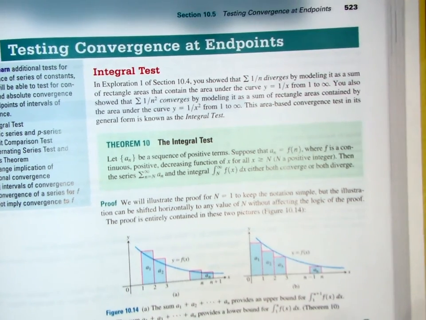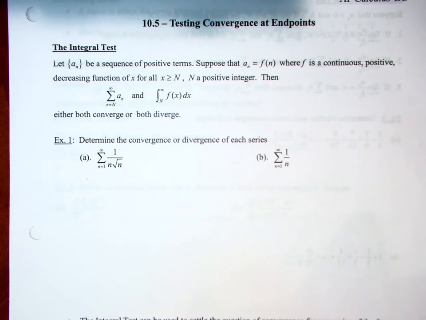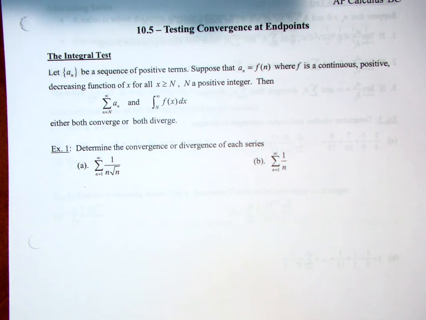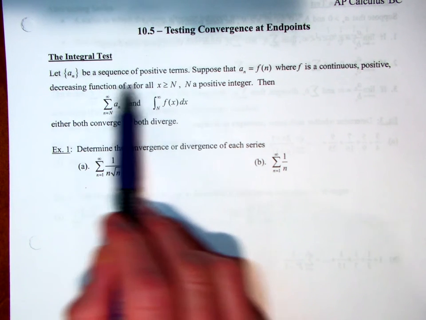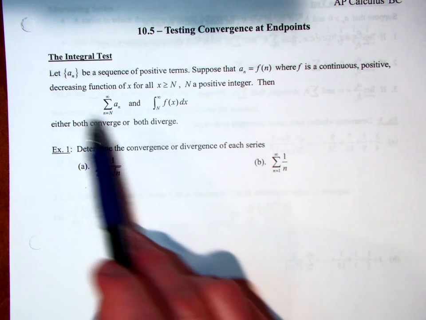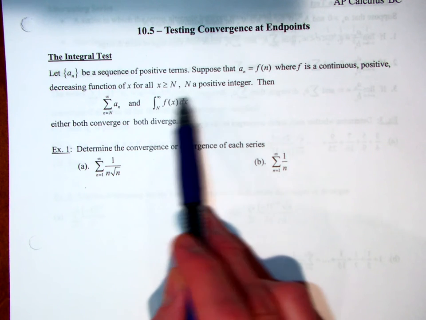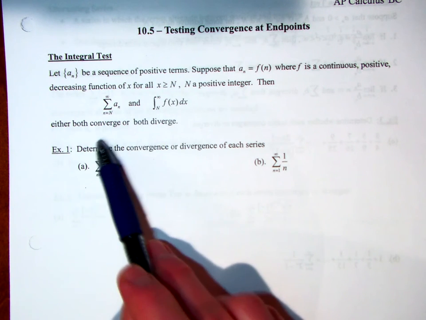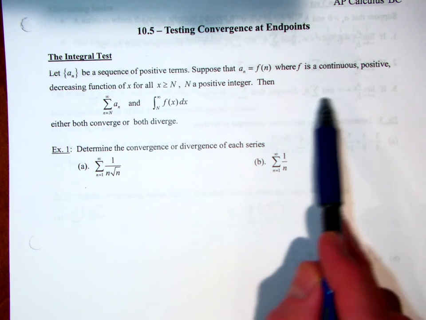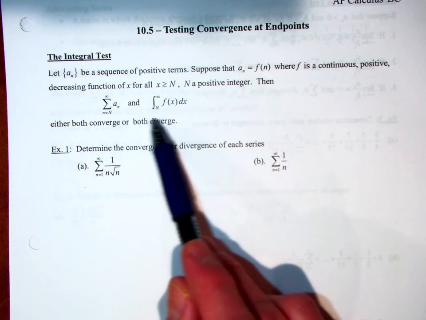Okay? So if you go to your 10.5 handout, here are the conditions that must be true to use the integral test. It has to have a sequence of positive terms. It has to be a continuous, positive, and decreasing function of x for all x greater than or equal to N, where N is some positive integer. So what that means again is at some point, not necessarily at the beginning, but at some point after some capital N, the function has to be continuous, positive, and decreasing. We have to show or state that that's true before we can use the integral test.